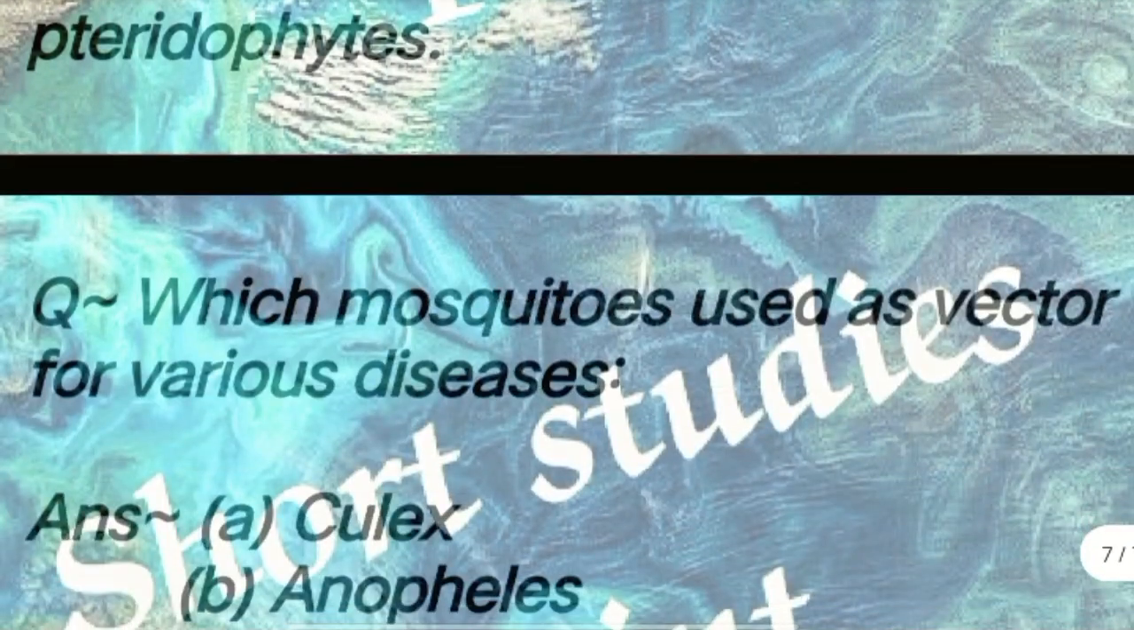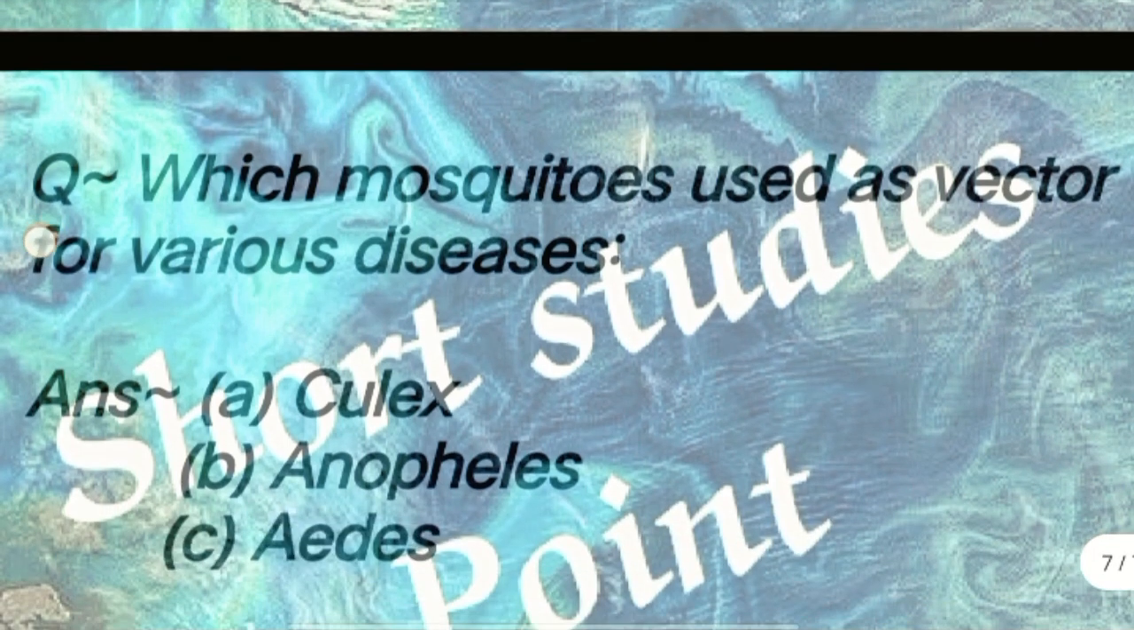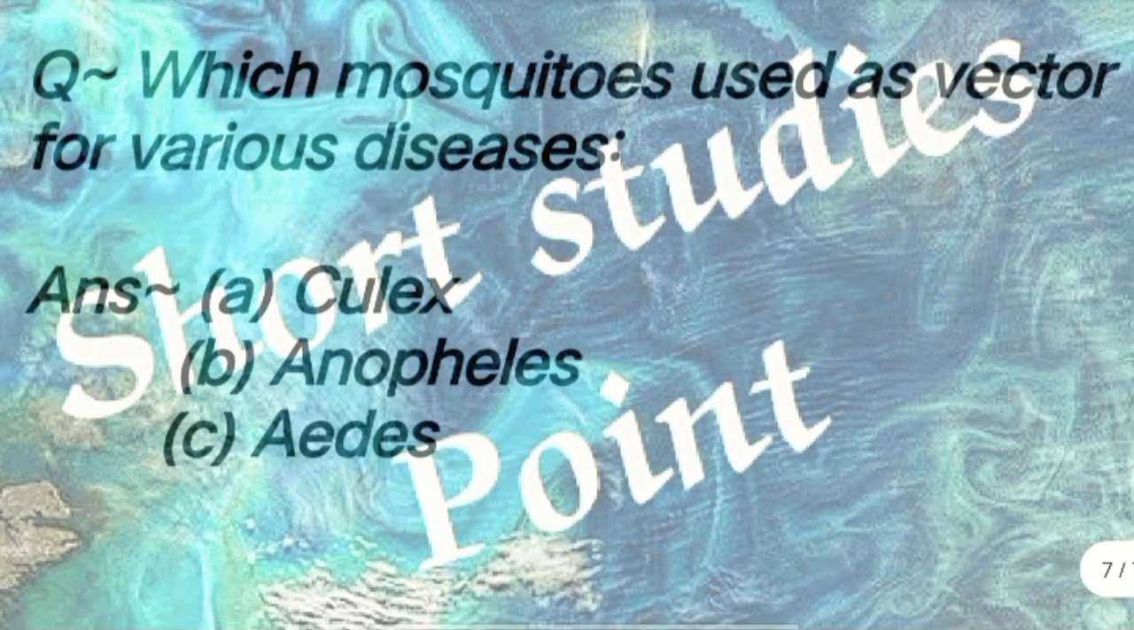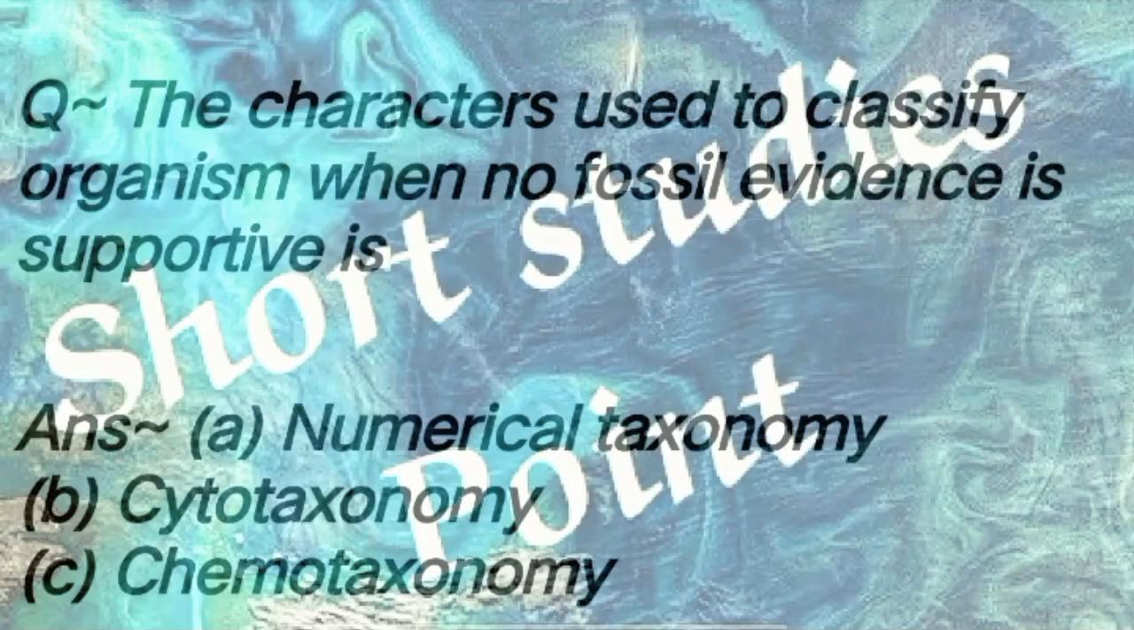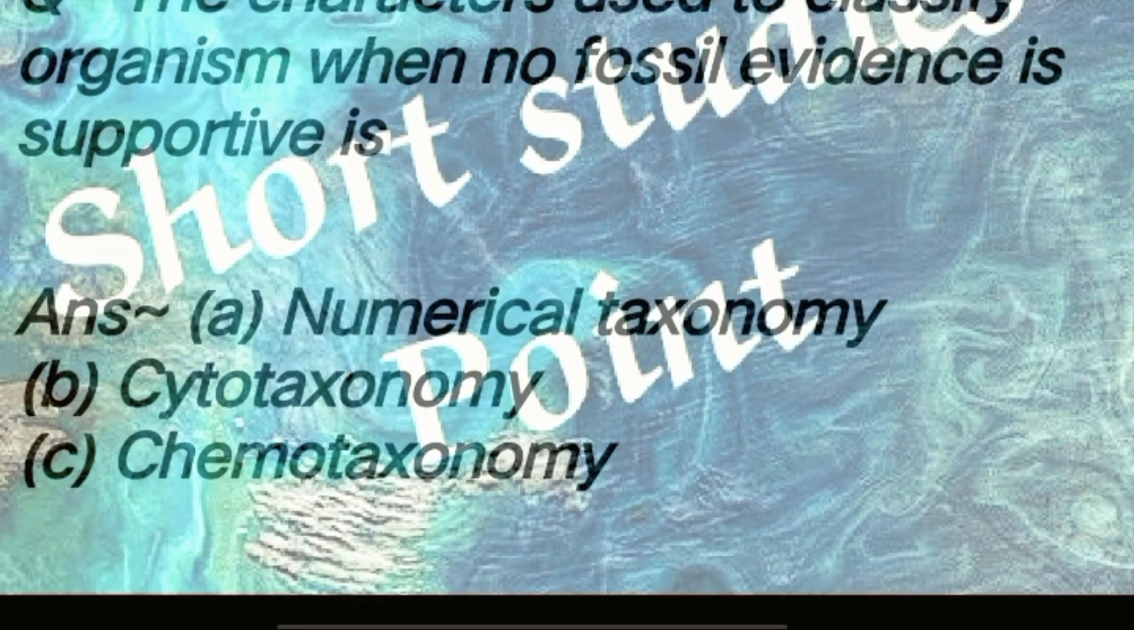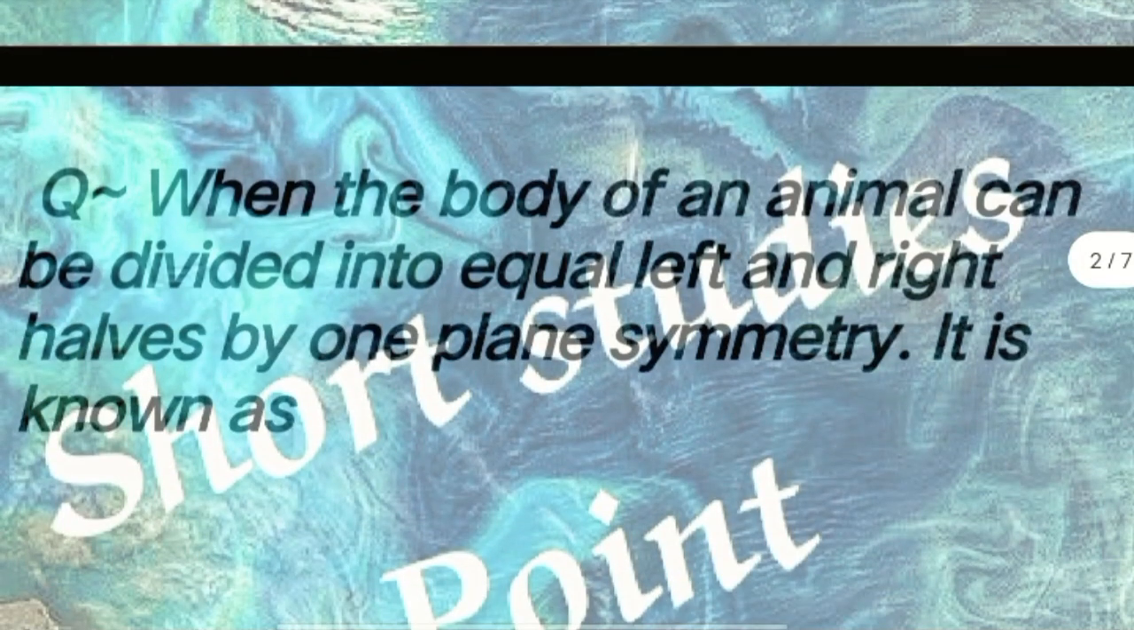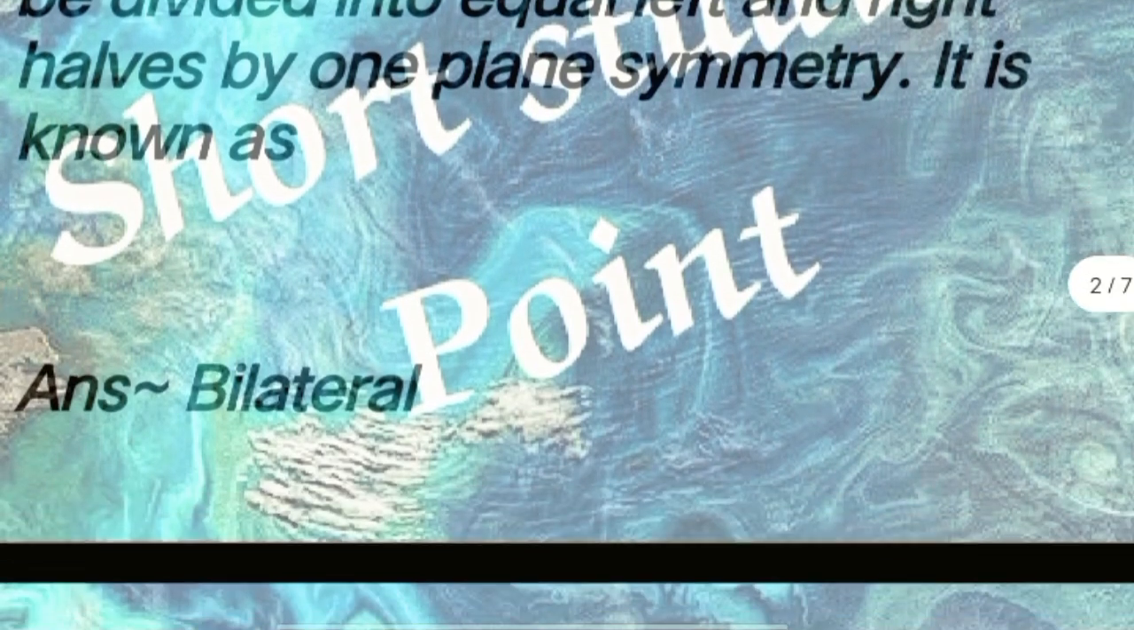Next question: which mosquitoes are used as vectors for various diseases? Answer: A, Culex, B, Anopheles, and C, Aedes. Question: the characters used to classify organisms when no fossil evidence is available are? Answer: numerical taxonomy, cytotaxonomy, chemotaxonomy. Next question: when the body of an animal can be divided into equal left and right halves by one plane, the symmetry is known as? Answer: bilateral.